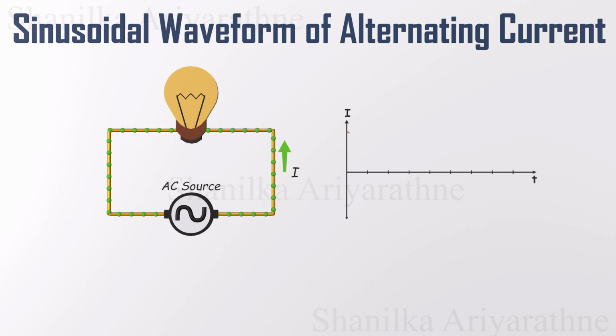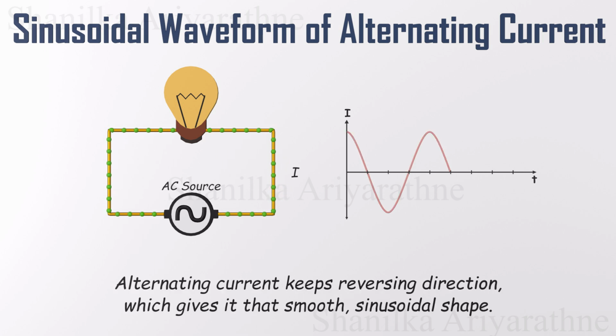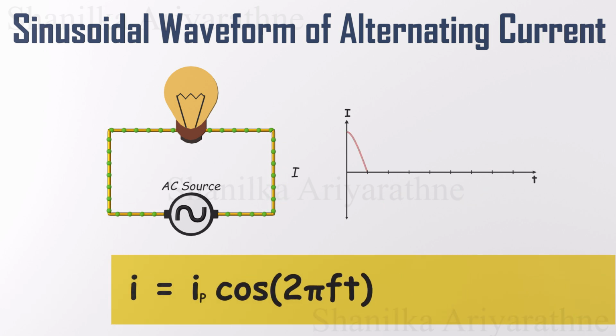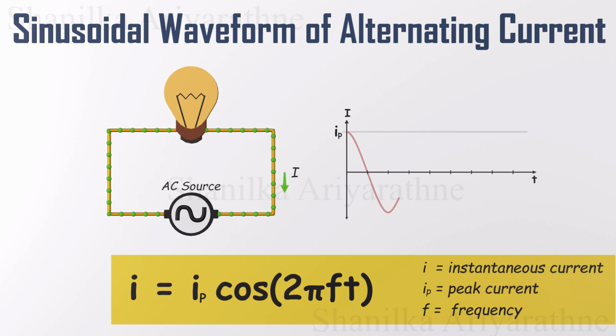Unlike a battery, which provides steady one-way flow, AC constantly reverses direction while its magnitude rises and falls smoothly, forming a sinusoidal pattern. This behavior perfectly matches the waveform described by i equals I_P times cosine 2 pi f t, where i represents the instantaneous current, I_P is the peak current, and f is the frequency.